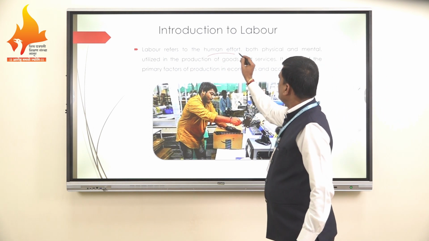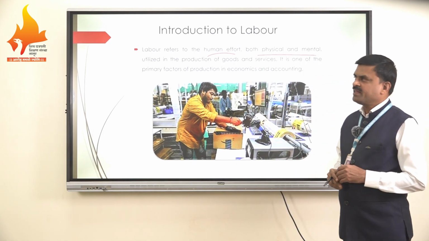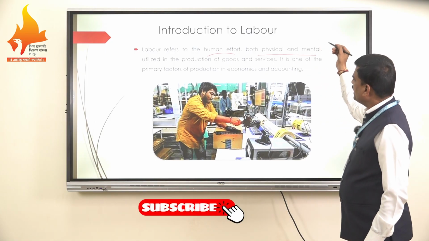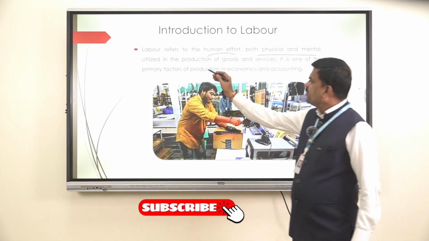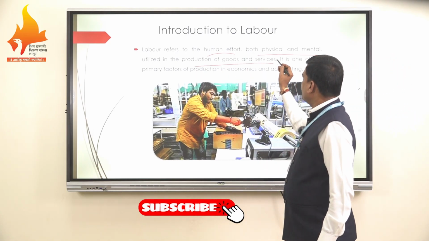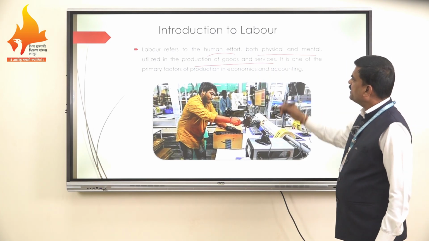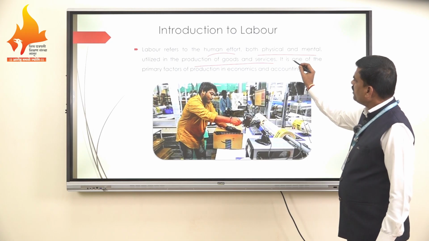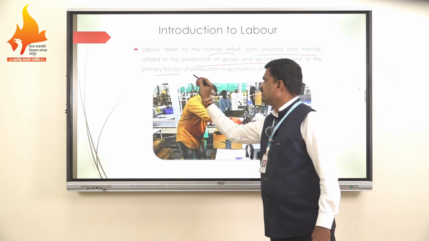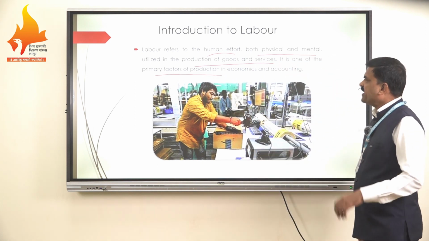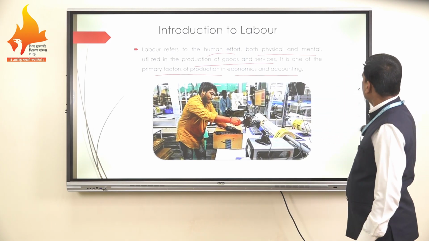the human effort, both physical and mental. Those type of labor, they are working physically and they are contributing mentally, they refer to labor, utilized in the production of goods and services. Generally, the business houses use labor for production and the rendering of services. And the most important thing is that it is one of the primary factors of production, and this factor helps in economics and accounting.